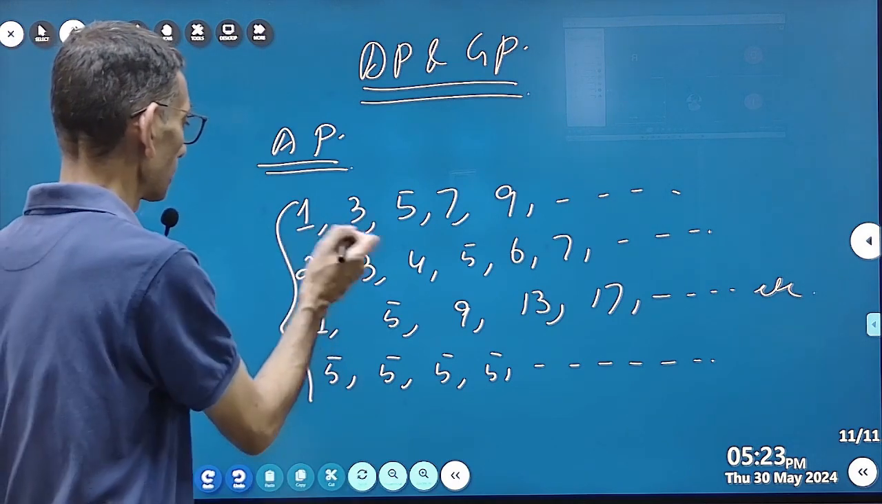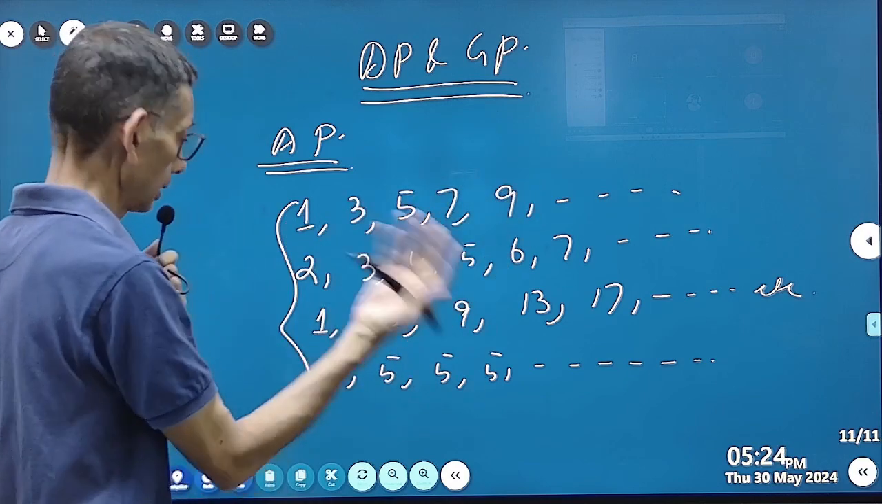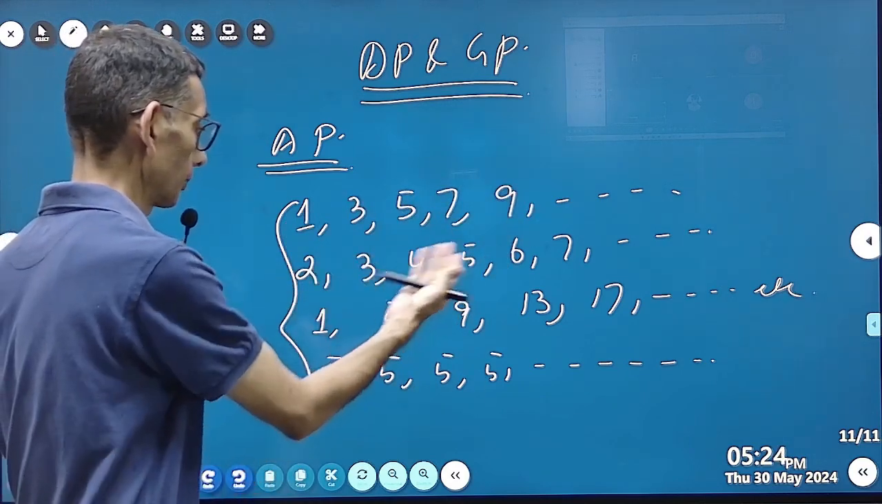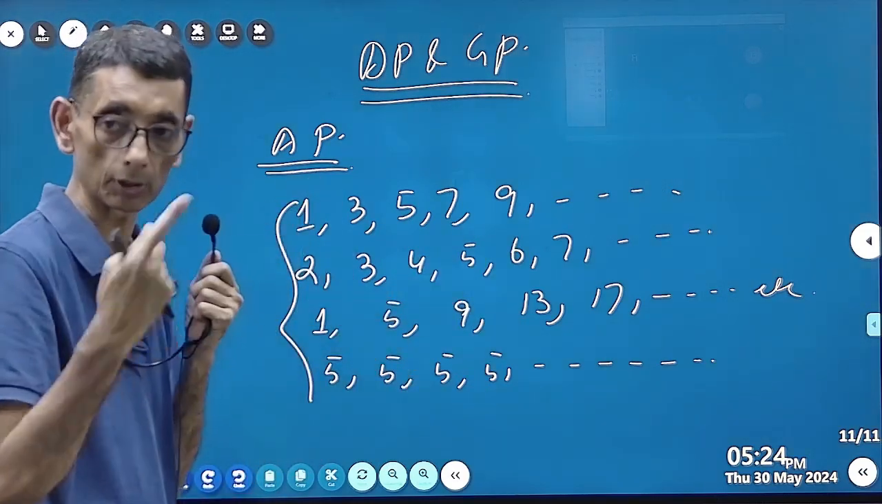Like 3 minus 1 is 2. 5 minus 3 is 2. 7 minus 5 is 2. That's all. 3 minus 2 is 1. 4 minus 3 is 1. 5 minus 4 is 1. So the difference can be anything, but in a particular sequence, the difference will be the same.